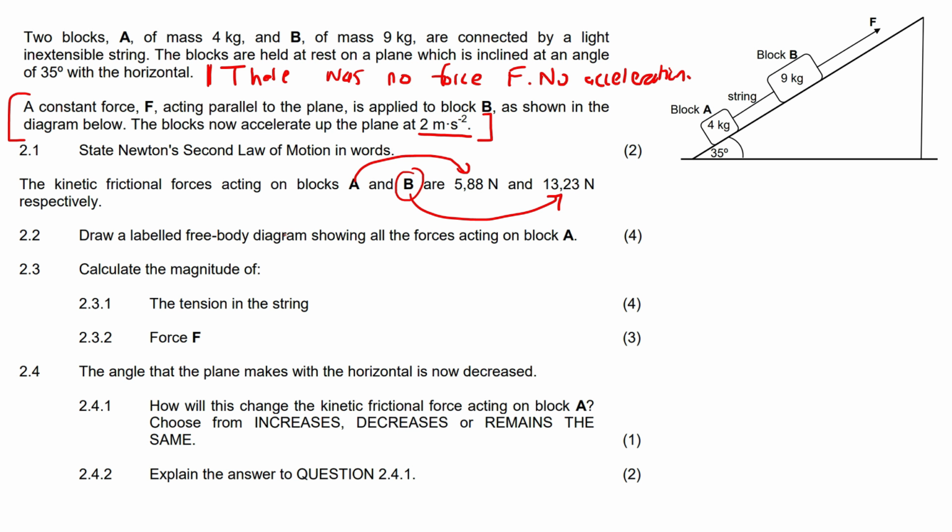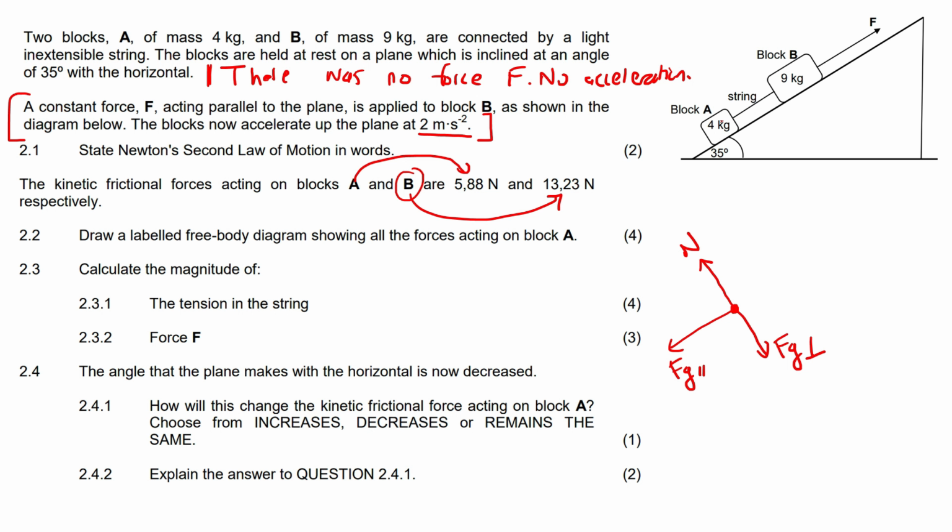It says, draw a labeled free body diagram showing all the forces acting on block A. So block A, have a look at it over here. We know that it's going to have gravity perpendicular, so we can say FG perpendicular. It's going to have a parallel, which always acts down the slope. It's going to have a normal force, and then it's going to have friction.